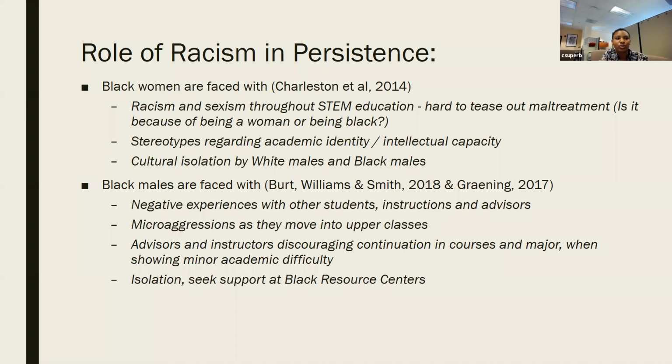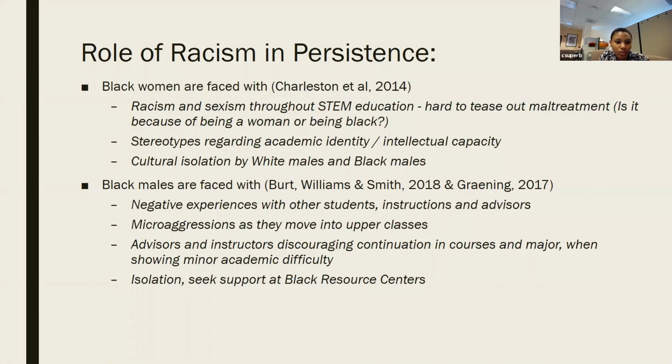Do they fit into this major? Do they fit into this group, right? And then intellectual capacity: can they do the work that requires them to be successful here? They also talk about how they're faced with cultural isolation by both white males because of their race, and also by Black males because of sexism. And so when we look at Black males, we see that they're faced with similar things, but also different, right?